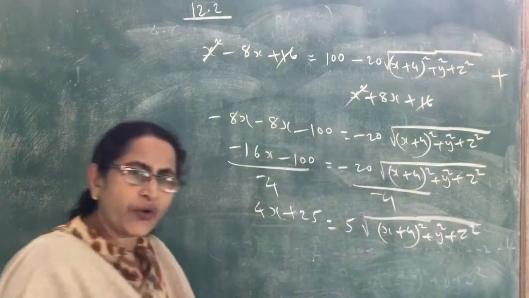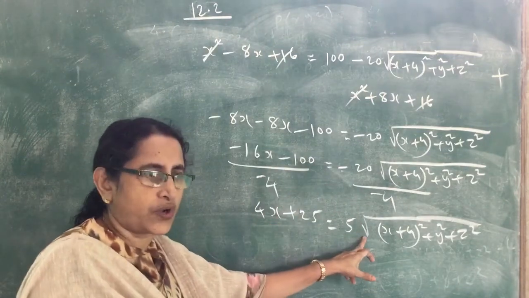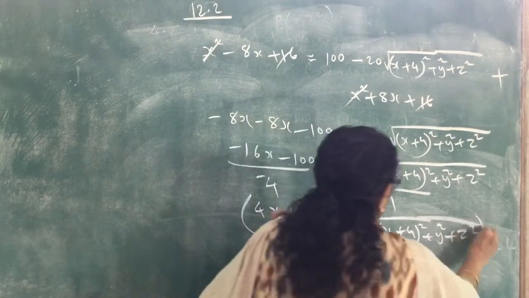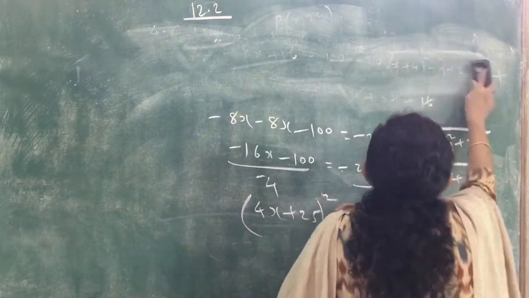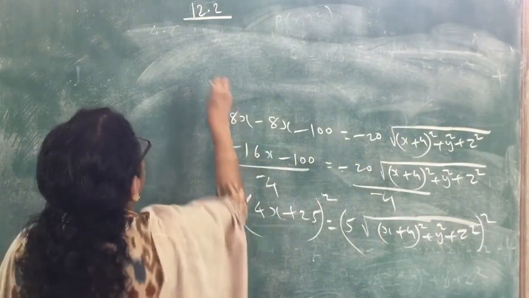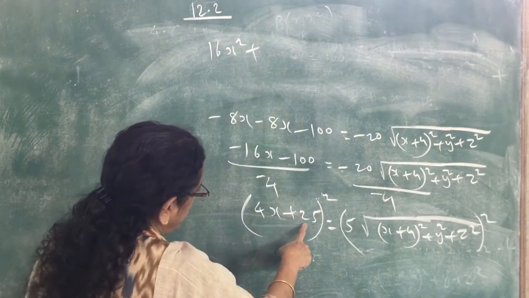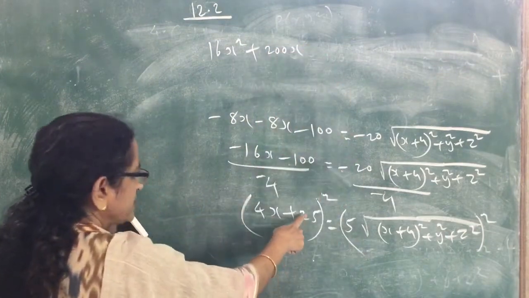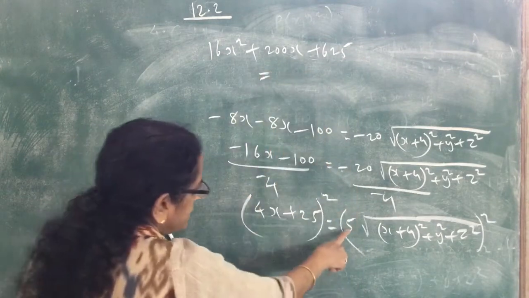Now again we can square both sides. Then only we can simplify; we have to remove the square root. For that we square both sides, so we take whole square equal to whole square. Now squaring both sides we get (a plus b) whole square: a square, 2ab, 2 into 4 into 25, that is 200x, then 25 square, 625, equal to 5 square.